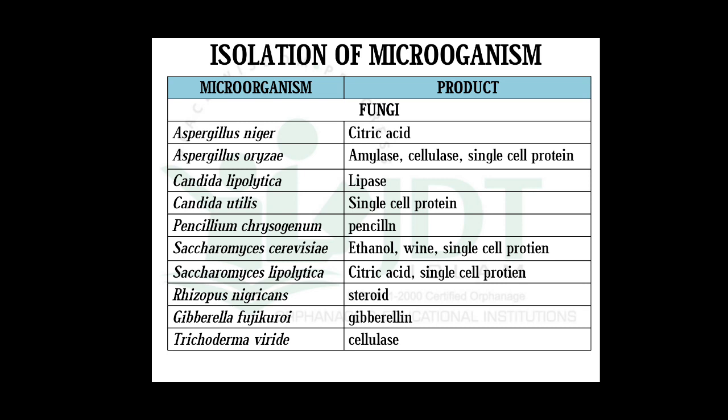Rhizopus nigricans for the production of steroids like corticosteroids, prednisolone, etc. Then Gibberella fujikuroi for the production of gibberellin, then Trichoderma viride for the production of cellulase, which is an enzyme which will digest the cellulose.